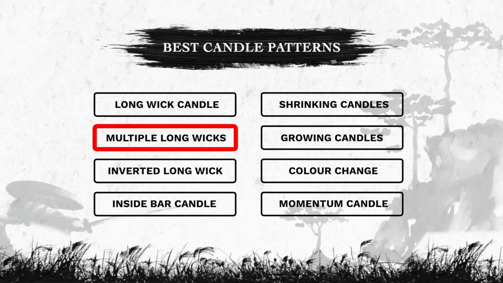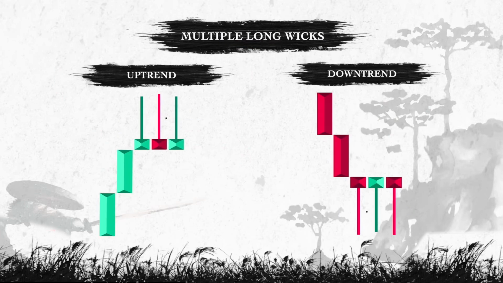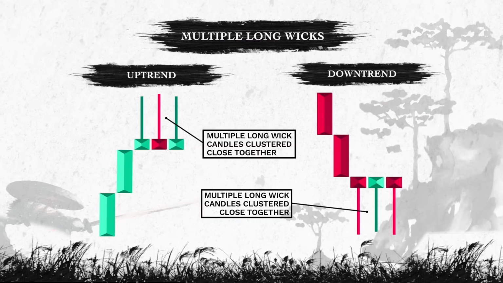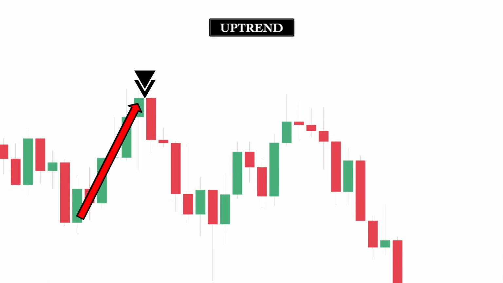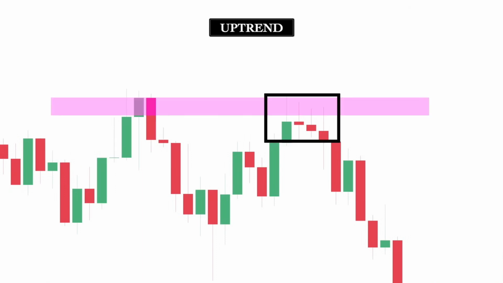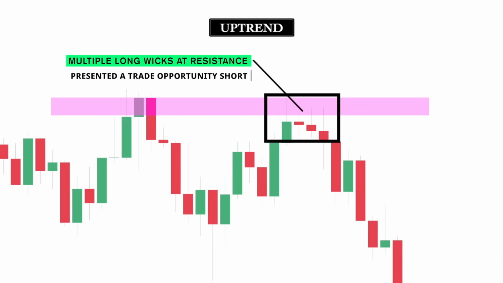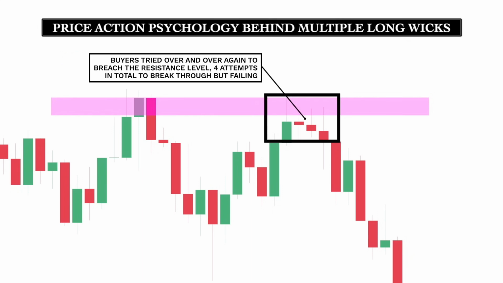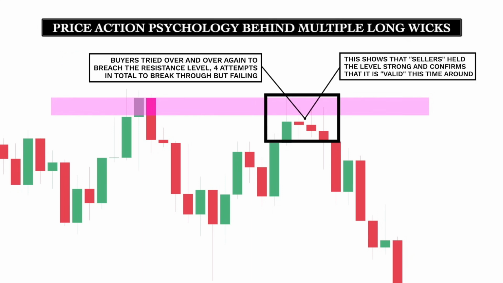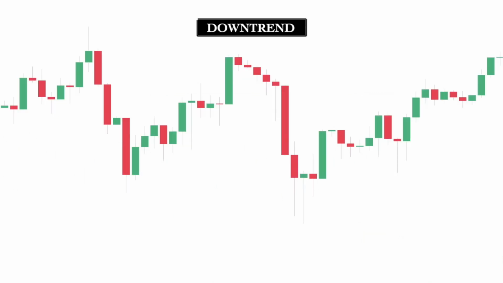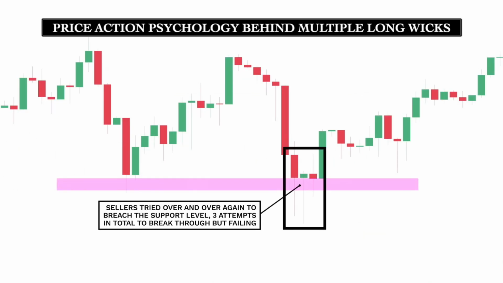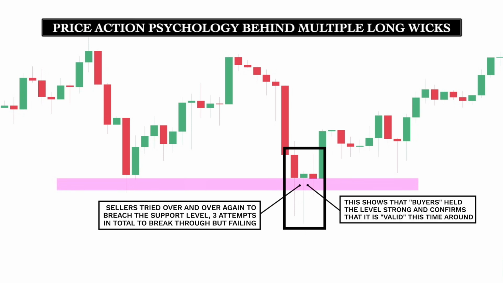Next, multiple long wick candles. This is when you have several long wick candles clustered together in an uptrend. Price came up, hit, and reversed, forming resistance. As price came back up, you had multiple long wick candles form at that key level, presenting a short opportunity. The psychology? Buyers tried over and over again to break the level, but failed. It shows sellers held the level strong. In a downtrend, the reverse occurs. Sellers try to break support 3 times and fail. This shows buyers are strong and the support is valid.